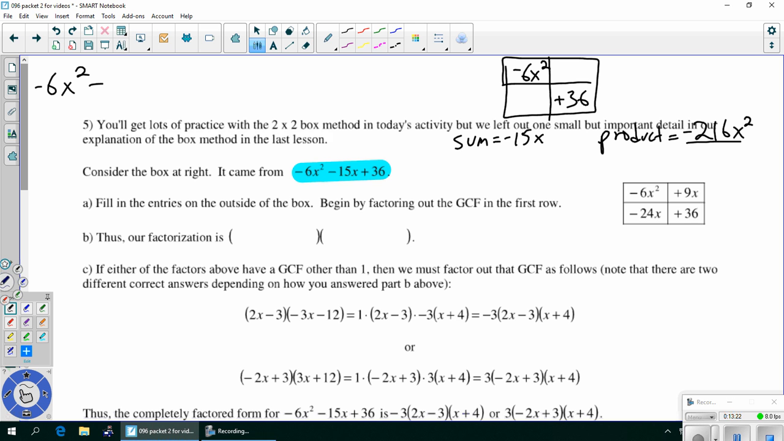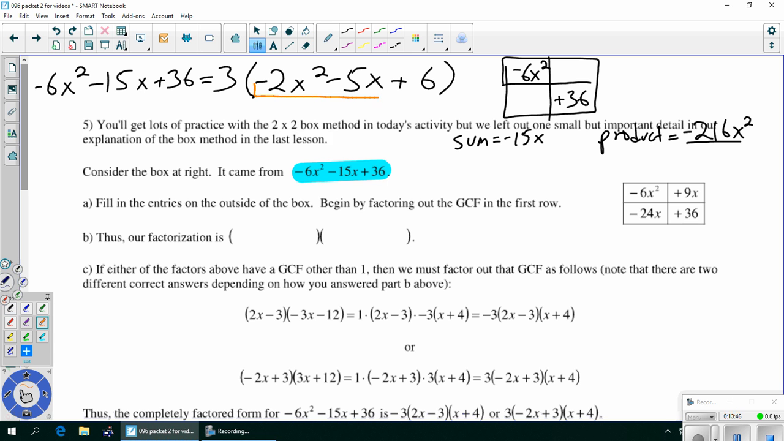Let's factor out the greatest common factor. So what number goes into all 3 of these numbers? Let's see, I guess 3 goes into all of them, and I think that's about it. So we'll take a 3 outside, and that leaves us with negative 2x squared minus 5x plus 6. Okay, and now we have a brand new thing inside the parentheses. And so we look at this brand new thing and ask ourselves if we can factor it further.